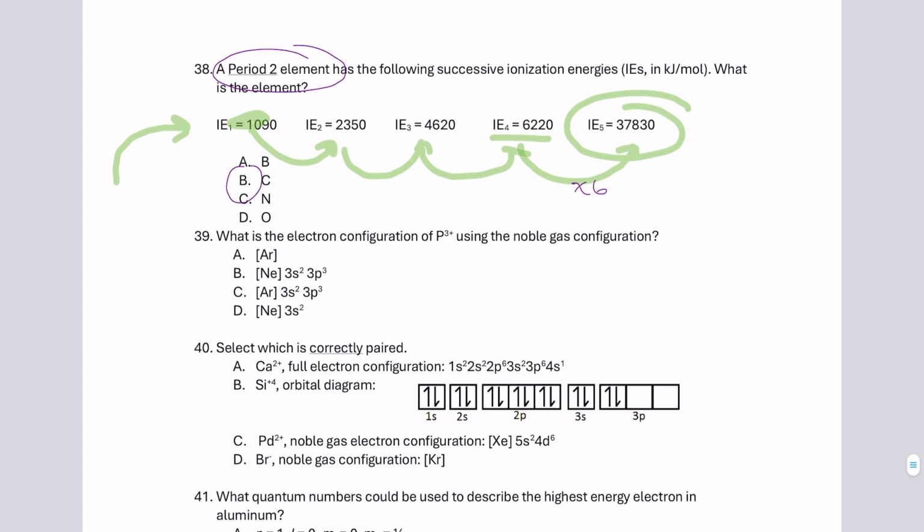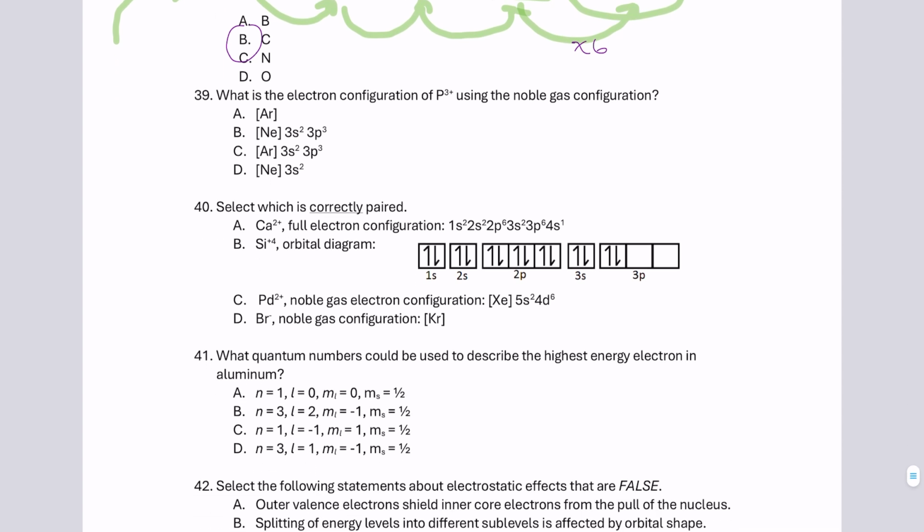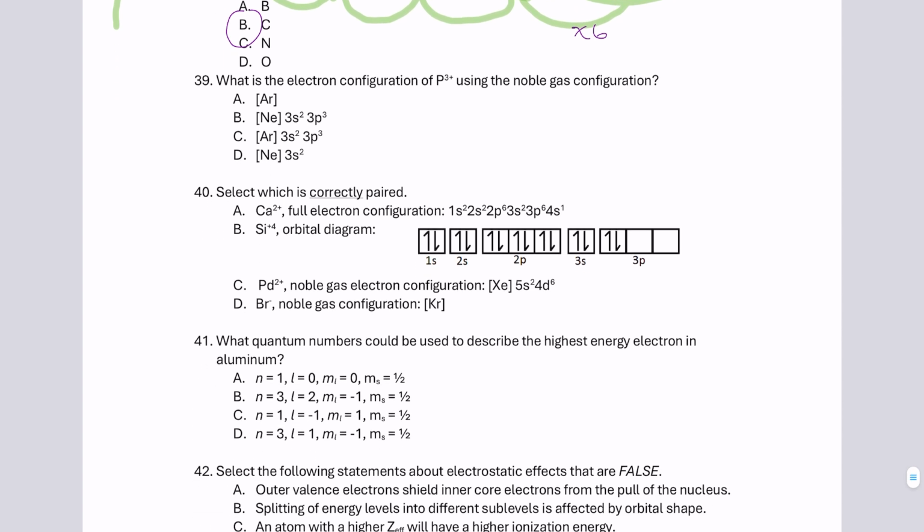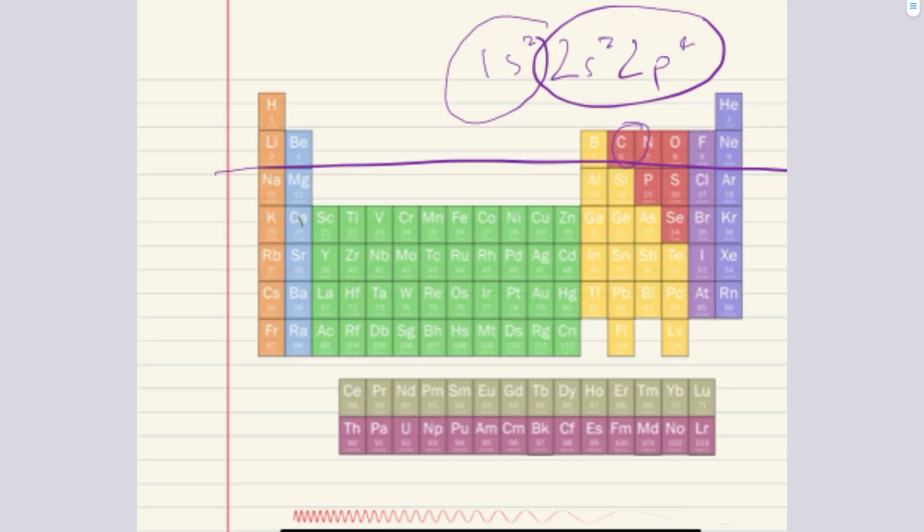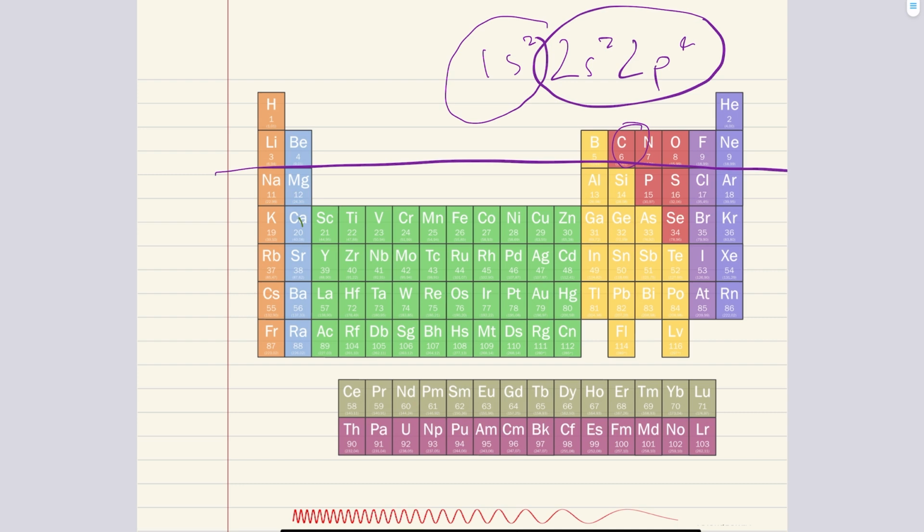Problem 39 says, what is the electron configuration of P3+ using the noble gas configuration? Our first step would be to write the electron configuration for neutral phosphorus. That is going to be, in noble gas configuration, neon, since that is the last noble gas we pass before we make it to phosphorus. After that, we fill in the 3s2 orbital, and then the 3p3 orbital.